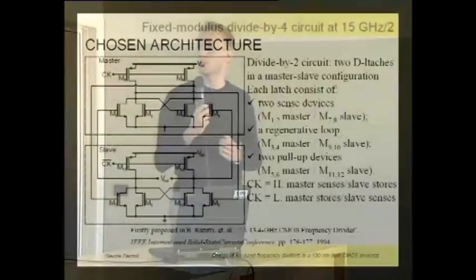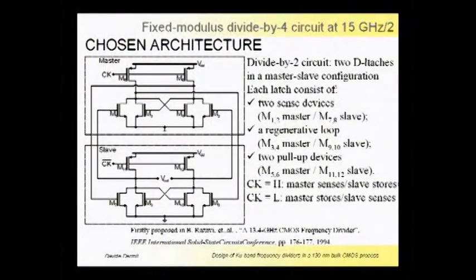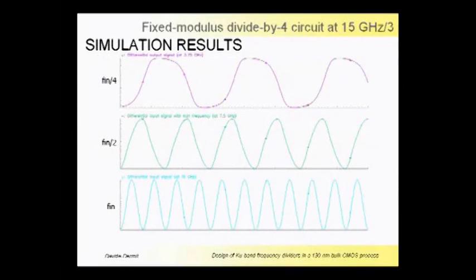This is the architecture chosen. We can see 2 D latches connected in a master-slave configuration, and so this architecture is able to divide by 2 the frequency of the input signal. I have chosen this architecture since for each path you can see that only 2 devices are stacked from VDD to the ground, and so this is a useful feature since, as I said, the supply voltage is limited to 1.2 volt.